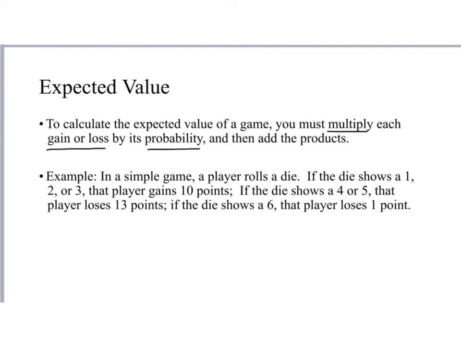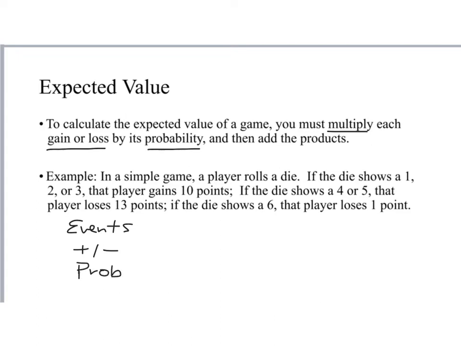For example, in a simple game, a player rolls a die. If the die shows a 1, 2, or 3, that player gains 10 points. If the die shows a 4 or 5, that player loses 13 points. If the die shows a 6, that player loses 1 point. I would begin all expected values with events, gain-loss, and probability.